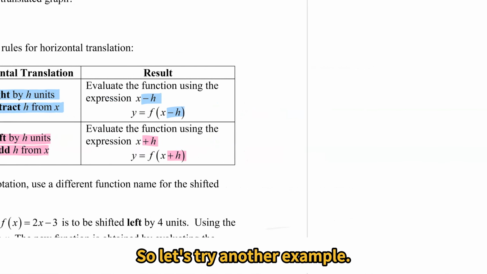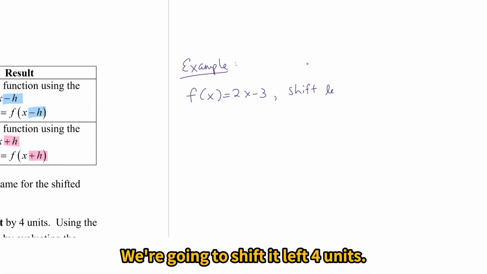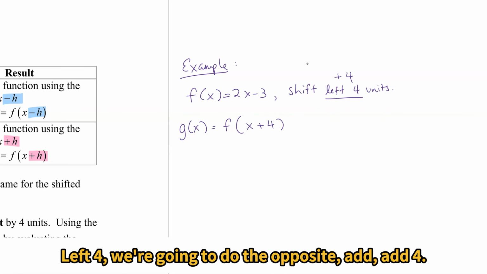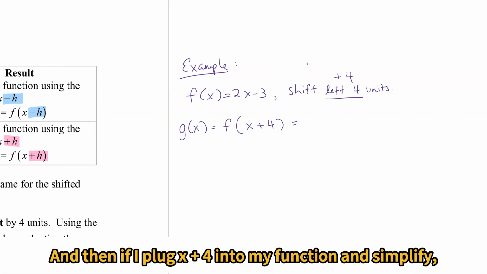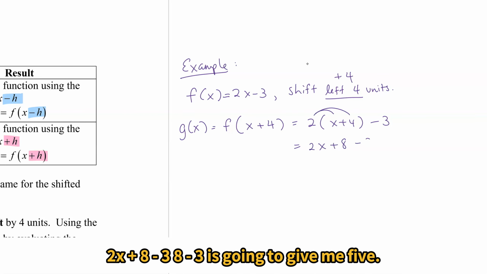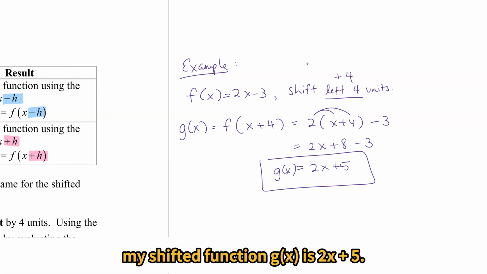So let's try another example. f of x is 2x minus 3, and we're going to shift it left 4 units. So my new function will be f of x plus 4. Left 4, we're going to do the opposite, add 4. And then if I plug x plus 4 into my function and simplify, let's see what our expression g will be. 2x plus 8 minus 3. 8 minus 3 is going to give me 5. So my new function, my shifted function g of x, is 2x plus 5.